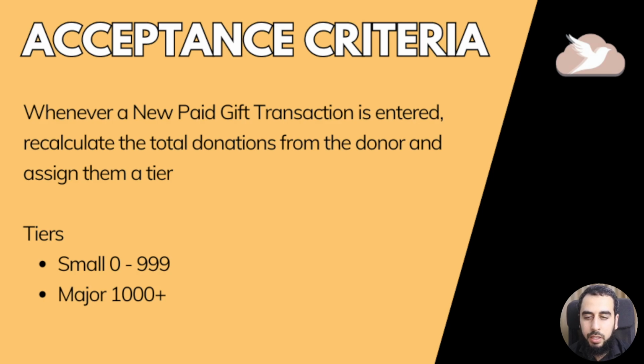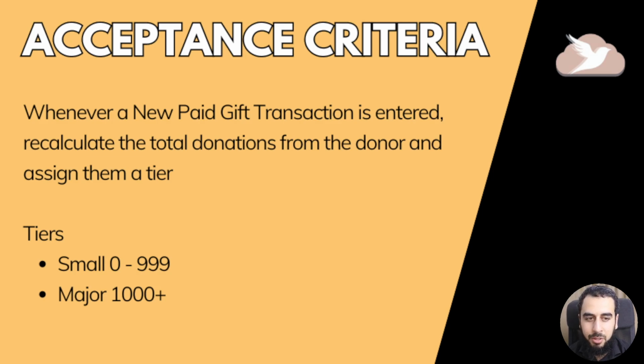A third way is to create a roll-up summary at the account level to roll up from the gift transactions onto the account into a currency field, and then you name this total gift amount, and then you create a formula field where you add an if statement. If the amount is less than 1,000, then small. If the amount is more than 1,000, then major.